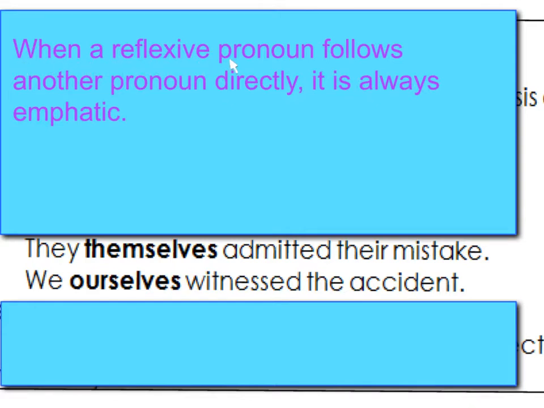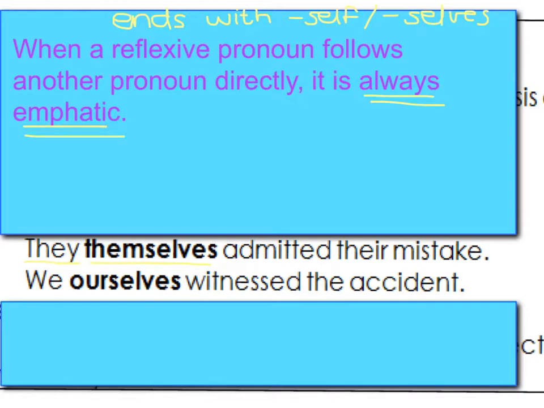When a reflexive pronoun, can you remember what a reflexive pronoun is? It's a word that ends with self or selves. So when a reflexive pronoun follows another pronoun directly, it is always emphatic. And it is like here. They, themselves. Here you can see, here is the pronoun, and here is the reflexive pronoun that follows it.